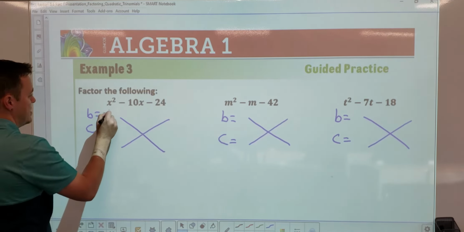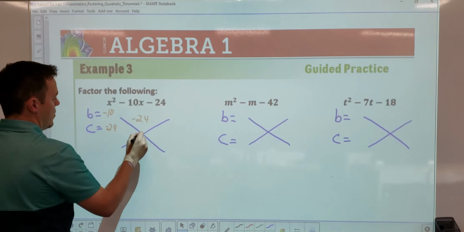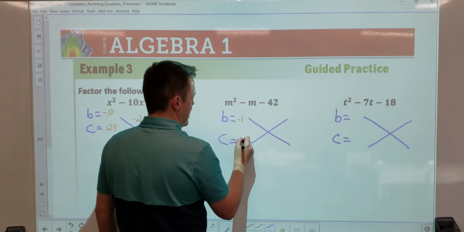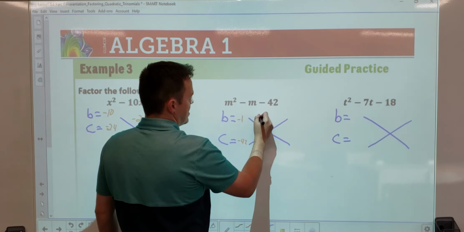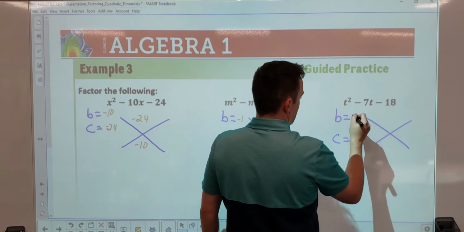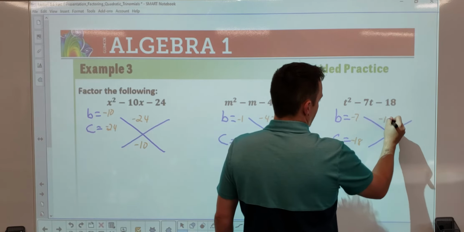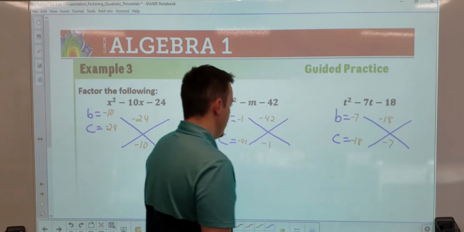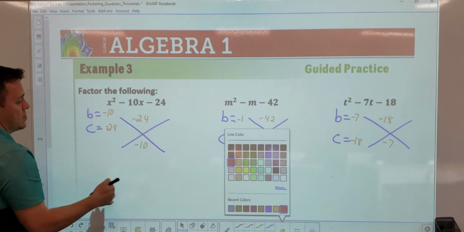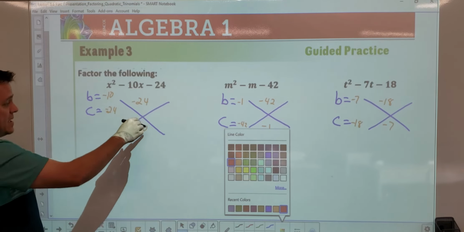All right, b value is negative 10. This is negative 24 and negative 10. This would be b is negative 1, negative 42. And this is going to be negative 42 and negative 1. And then last would be negative 7 and negative 18. This would be negative 18 and negative 7. All right, what two numbers, when you multiply, make 24, but when you subtract them make 10.